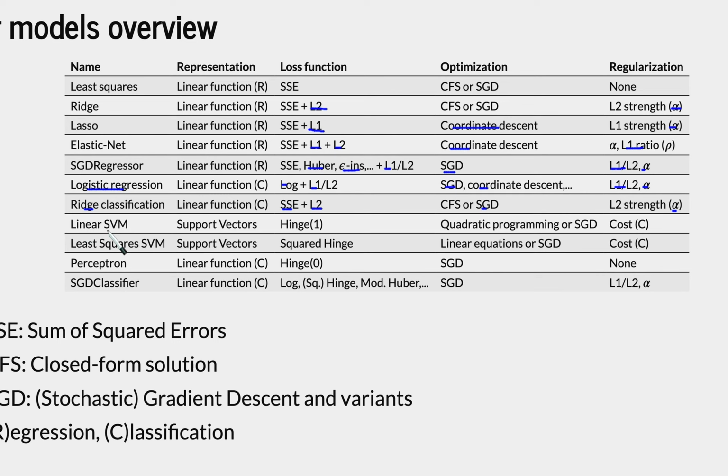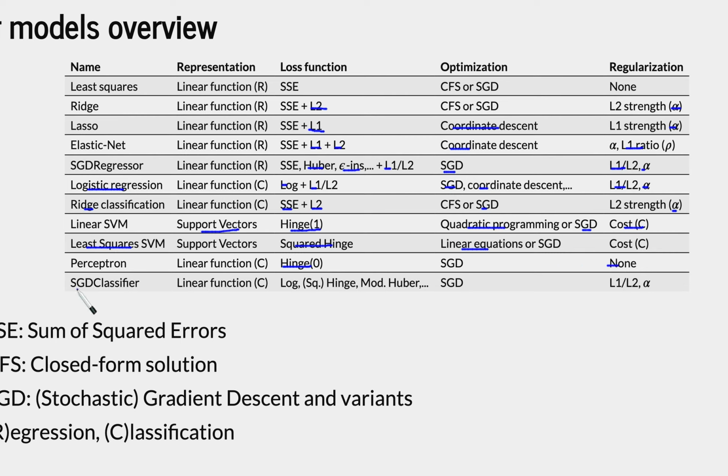Then we have a linear support vector machine, which is the only one which does not have an actual linear function, but which learns support vectors. The loss function is a hinge loss. It can be optimized with quadratic programming or stochastic gradient descent. And here we have a C parameter, which is a cost for misclassifications. Then we have the least squares SVM, which uses a squared hinge and can be solved with linear equations. We have the perceptron, which uses the hinge through 0 and has no regularization.